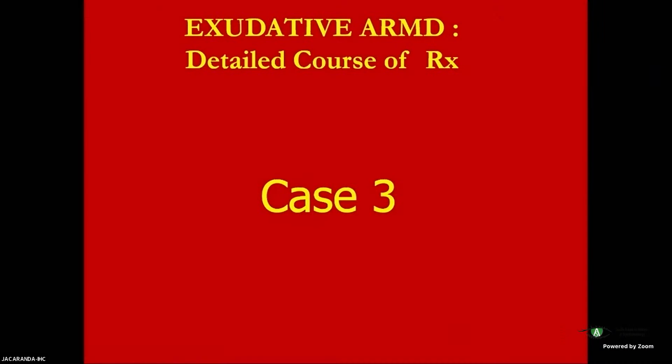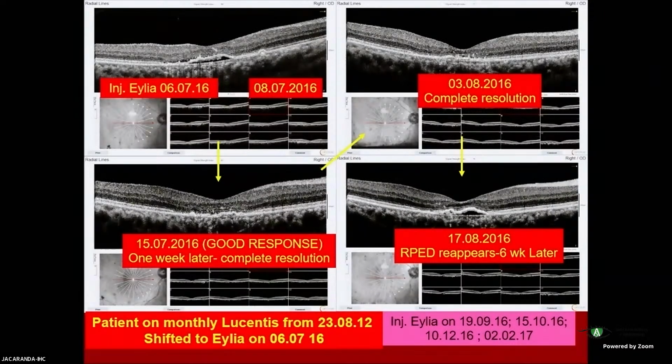Now let's come to this. This is a detailed course over 10 years. This is a patient whom we started initially on Lucentis, and she was shifted 4 years later to Eylea. And initially, there was a very good response to Eylea, complete resolution. But then the RPED started coming back.